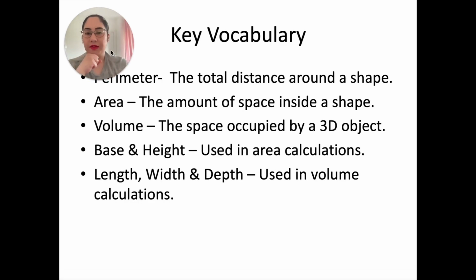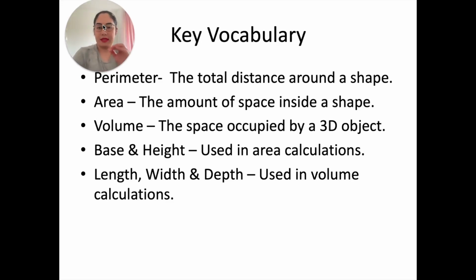Right, let's go through some of the key vocabulary. So the perimeter is the total distance around a shape. The area, on the other hand, is the amount of space inside a shape. We're going to look at different shapes in just a moment, and we'll go through how we can calculate these. But volume is the amount of space a 3D object occupies. So the volume is the space inside of a 3D shape, whatever the shape may be.